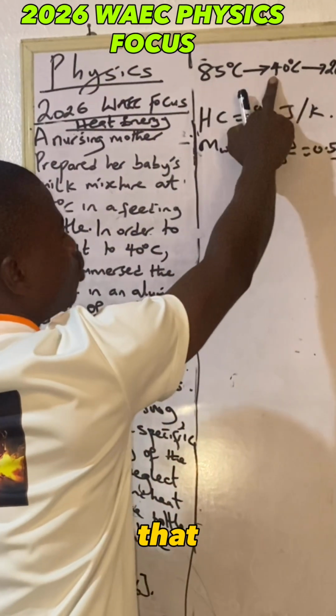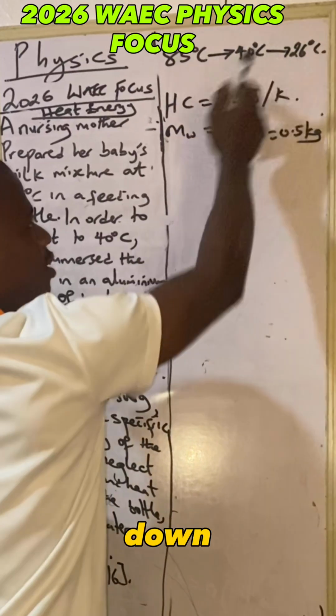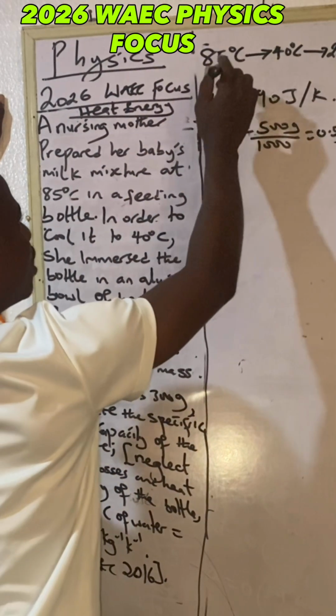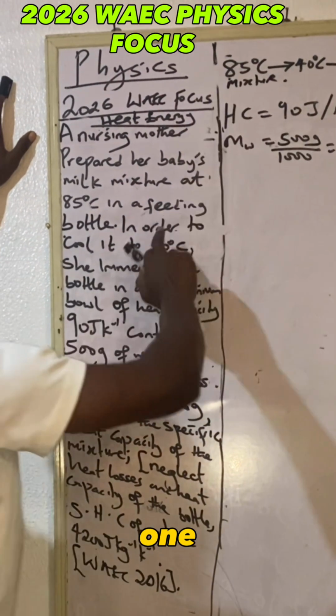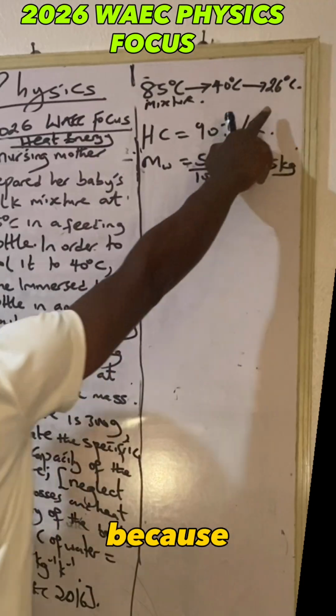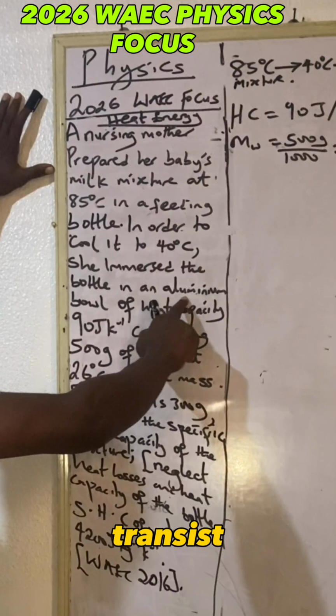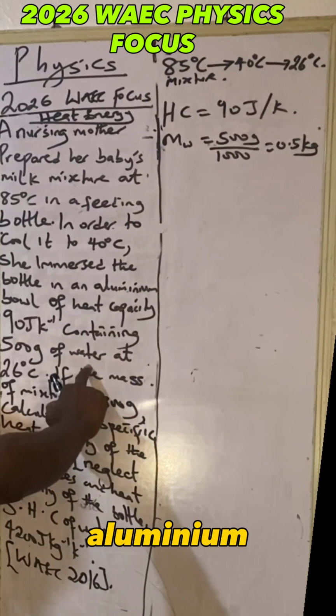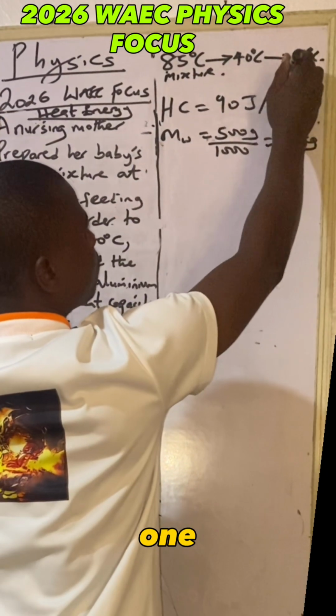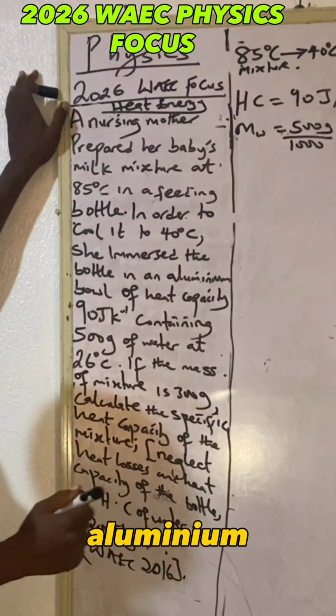From here to here, it cools down, and then from 40 to 26. So what are you going to have here? This one is the mixture. Why this? Because from the question, this is the mixture. Why does this 26 start for the aluminium? So we have the one for aluminium and we have the one for water. So this place is aluminium and water. So as you can see now.